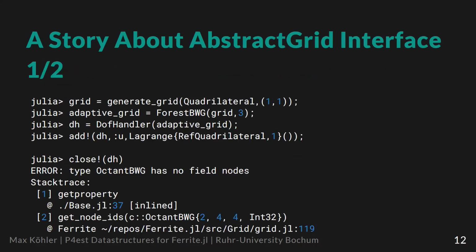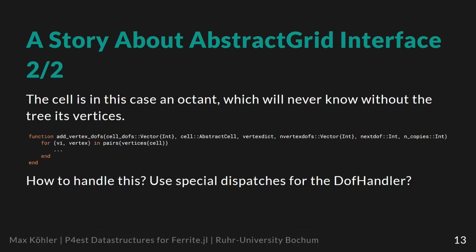Yeah. Now a very short story about the abstract grid interface. The abstract grid interface works in the sense that you can have a grid which is fulfilling the abstract grid interface. You can pass this to a DOF handler, which works as well. You can add a field to it, which also works quite well. But then you get an error if you want to distribute your DOFs. This is not so much related to the abstract grid interface, but you would think that if you fulfill it, you can just use whatever grid you have. But the problem is that you have this line of code when you want to distribute your DOFs.